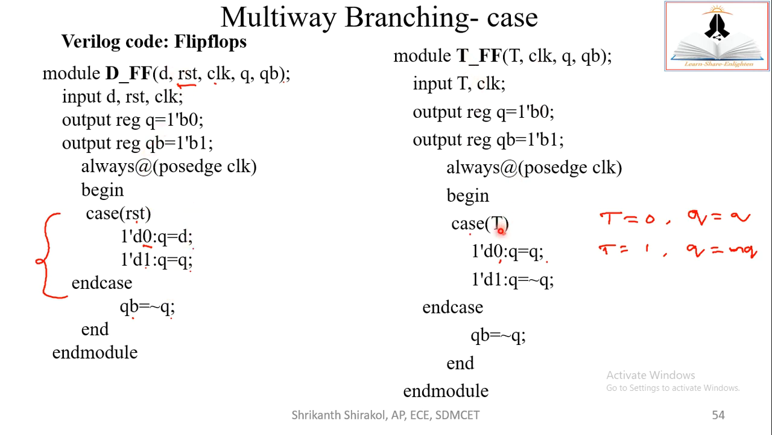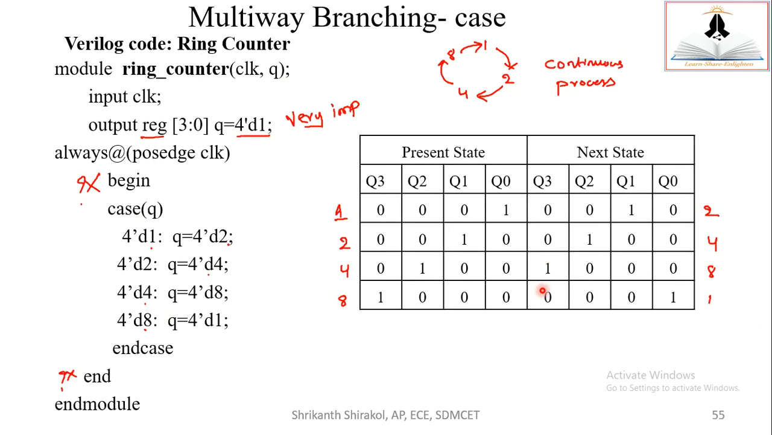In the T flip-flop, what is the change? T acts as a toggle control. So if T is 0, Q should follow its previous state. If T is 1, Q should be toggling. So all these things we looked into in the previous class.